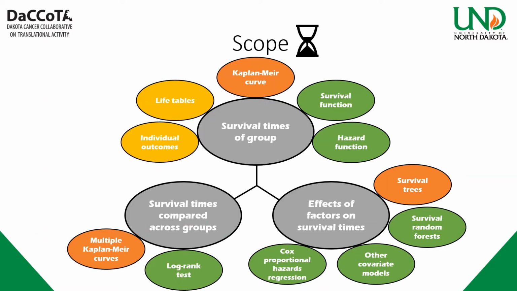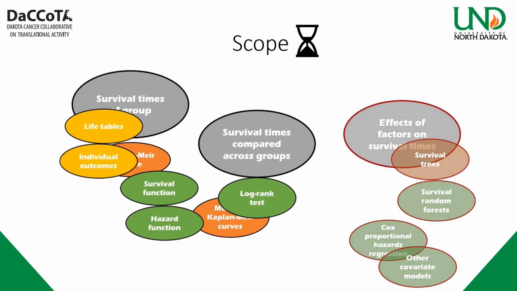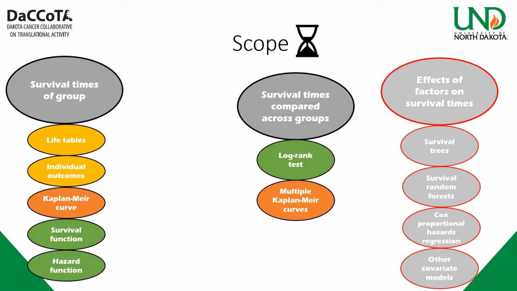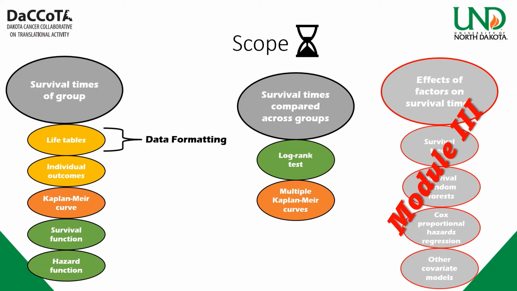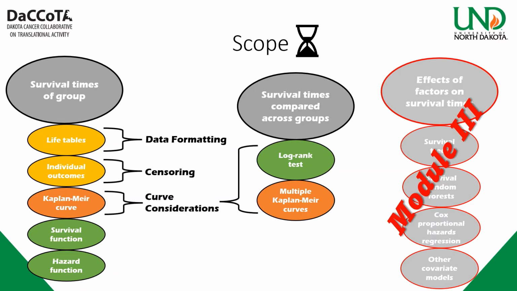Let's turn back to our scope that we previewed last time. We have three main groups: survival times of group, survival time compared across groups, and effect of factors on survival times. Today, we'll let the effects of factors on survival time be covered in Module 3, while today we'll look at life tables through data formatting, individual outcomes through censoring considerations, curves and the log rank test through curve considerations, and then functions through function considerations. So that's what we'll be covering.